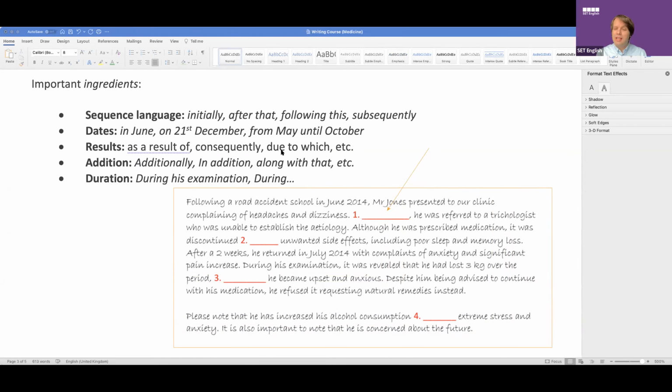Do I need results language here? Do I need sequence language here? What should I use here? What do you guys think? Sequence. Okay, sequence like subsequently. Yeah. Or maybe I want you to discuss this in your groups, okay? It shouldn't take you very long. This should be very quick.